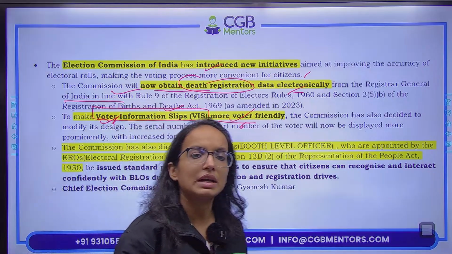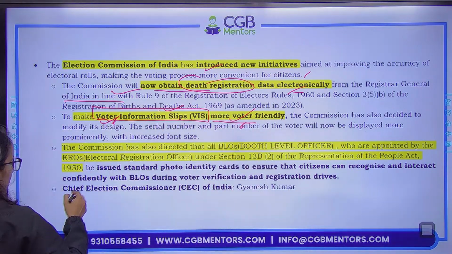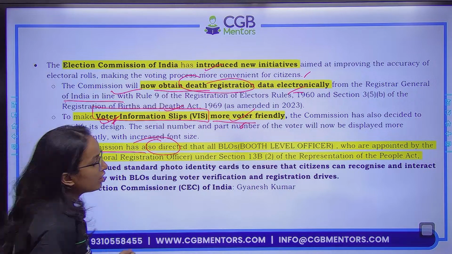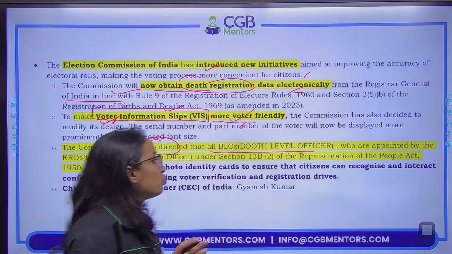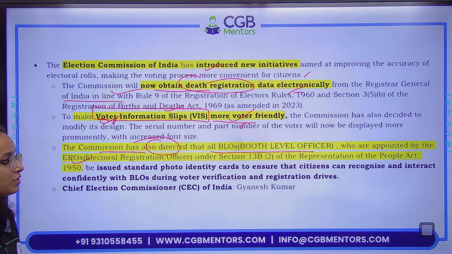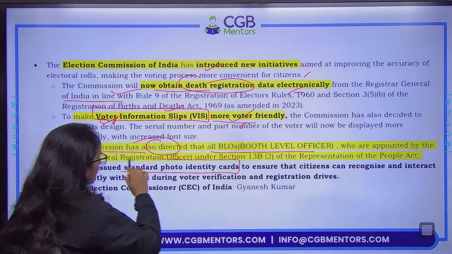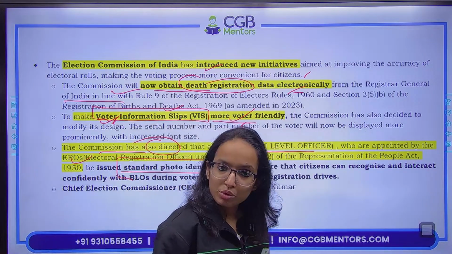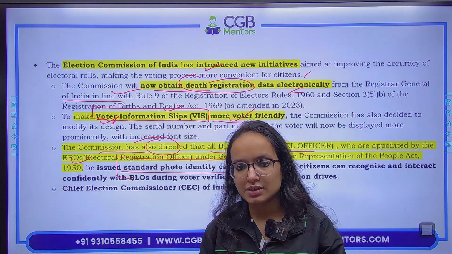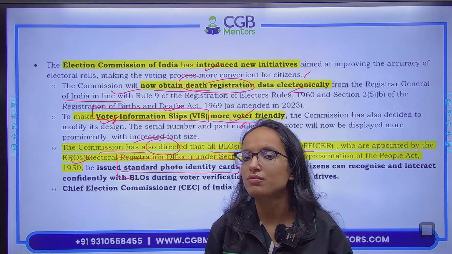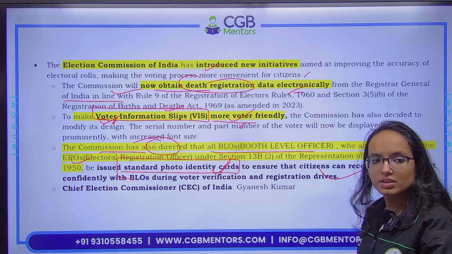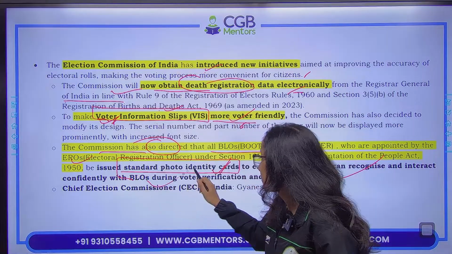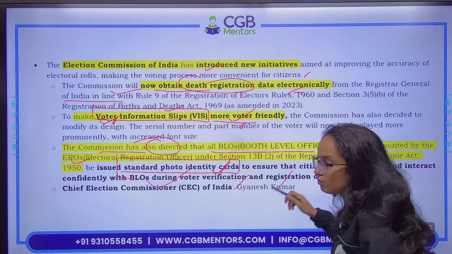इसको थोड़ा सा और वोटर फ्रेंडली बनाने की कोशिश इलेक्शन कमीशन करेगा. Next one, the Commission has also directed that all the BLO, booth level officers, आपके जितने भी होते हैं जो इलेक्शन बूथ्स होते हैं, booth level officers, they who are appointed by the electoral registration officers under Section 13B subclause 2, they be issued standard photo identity cards. ऐसे जितने भी booth level officers हैं, they are to be provided a standard photo ID card. Photo ID card से क्या होगा? People will be able to recognize them and then ask for any help if they want, right? So this is to ensure that citizens can recognize them and interact with them with confidence, and the entire voter verification and registration process can be spearheaded.